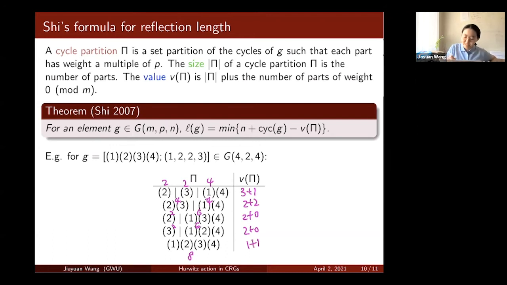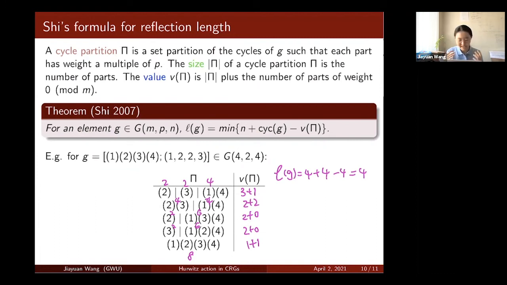And now we can see the maximum value is 4, and there are 2 cycle partitions that reach that maximum value. And here the reflection length for this element will be 4 plus the number of cycles, which is 4, minus the maximum value, which is also 4, and that gives us the reflection length 4.